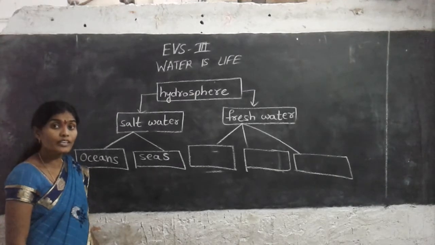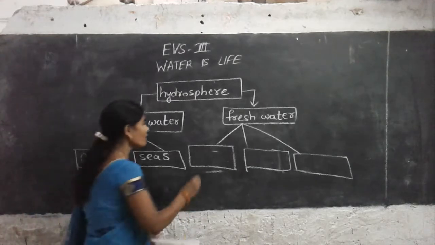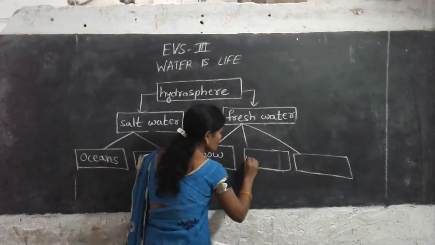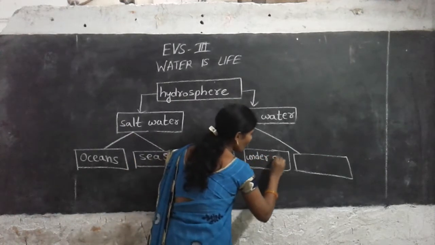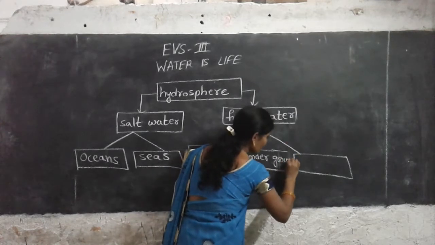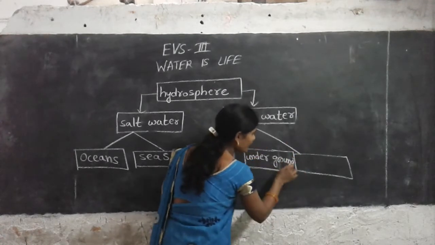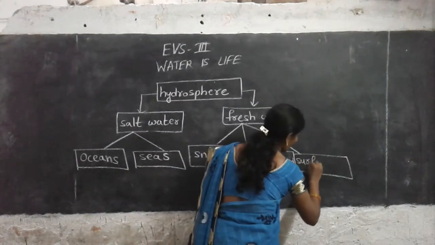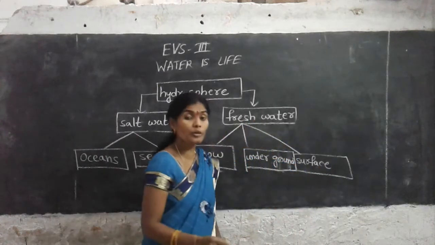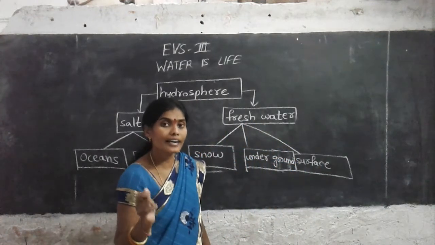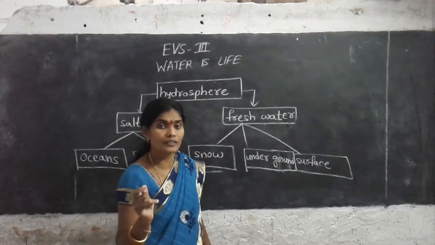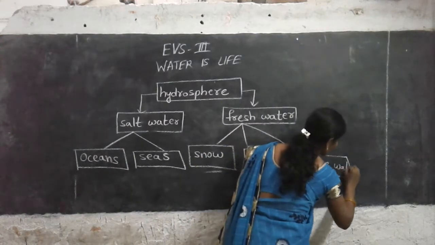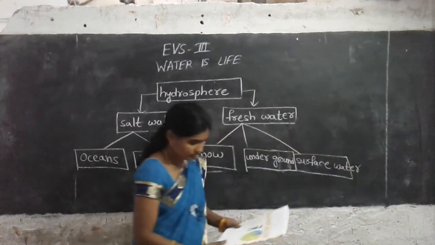Next, fresh water. Where do we get the fresh water? Fresh water is in the form of snow. Underground water is fresh water. And surface water is also fresh water. Surface water means it is in the lakes, rivers, small puddles, on the surface.